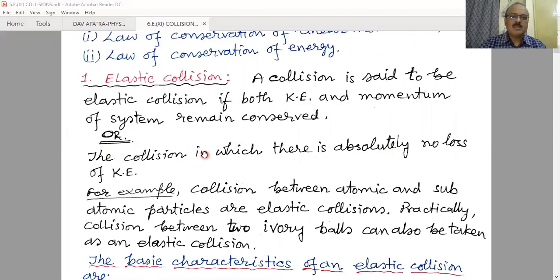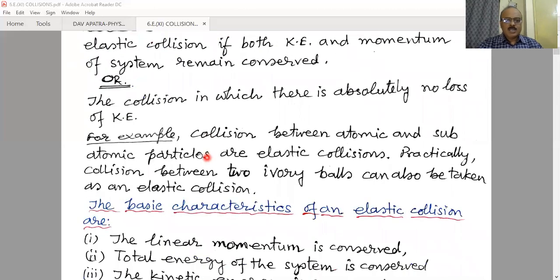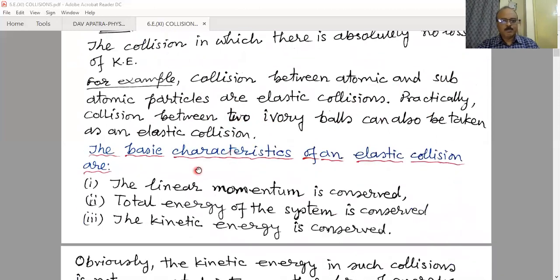That means here the key point is the kinetic energy. For example, collisions between atomic and subatomic particles are elastic collisions. Practically, collision between two ivory balls can also be taken as an elastic collision. Ivory means the teeth of an elephant.